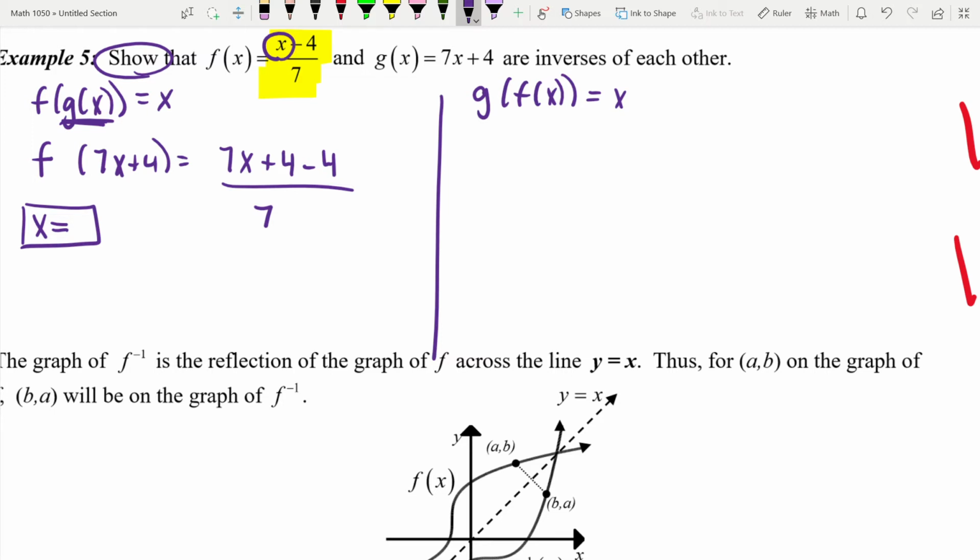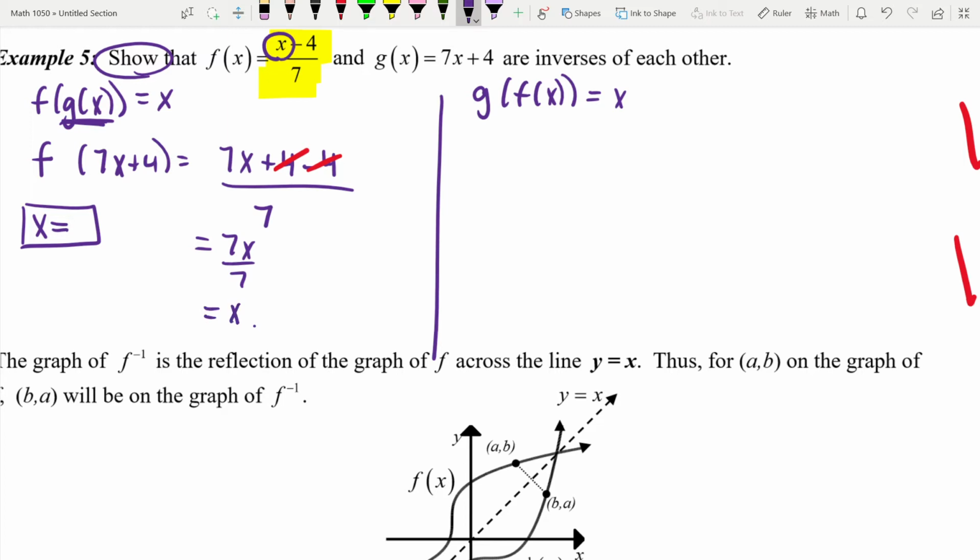Okay? What can you do? The 4s go away, right? So 4 minus 4 goes away. So now my next step is 7x over 7. Now my 7s could cancel because I only have 2 people in the picture and everybody's got a 7.